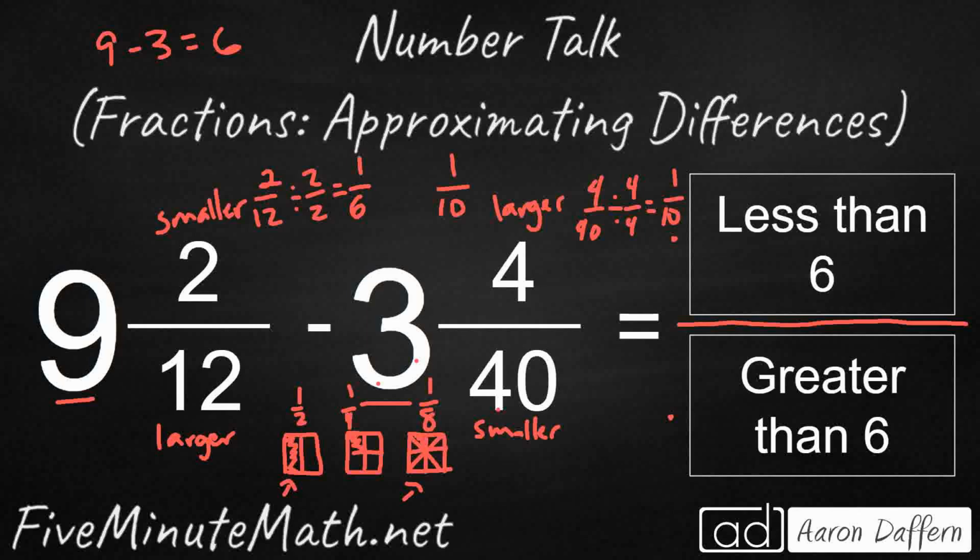So I know based on this pattern here that this 1/6 is going to be greater than the 1/10, because taking a square and cutting it into 6 pieces is going to give me slightly larger pieces than if I took that same size square and cut it into 10 smaller pieces. The more pieces you cut a square into, the smaller each individual piece is going to be. So 1/6 is greater than 1/10, which means 2/12, right? These are equivalent fractions, is going to be greater than the 4/40, which means I'm going to have a little bit left over. And so my difference is going to be a little bit greater than 6.